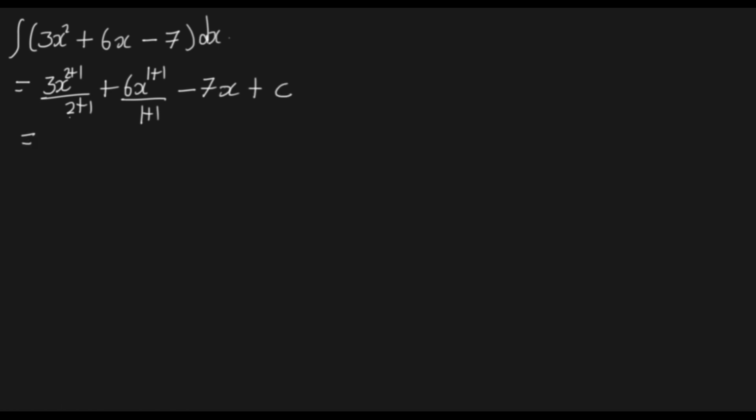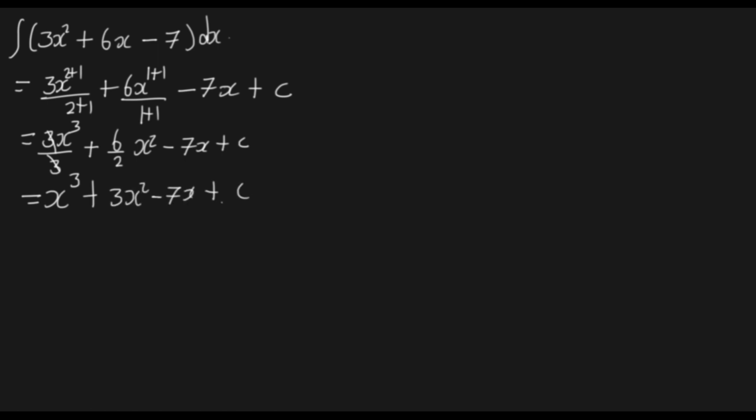So we can now simplify: 3x raised to the power 3 over 3, 6 over 2, x raised to the power 2, minus 7x plus c. So we can simplify here. We have 6x raised to the power 2 over 2, which is 3x squared, minus 7x plus c.